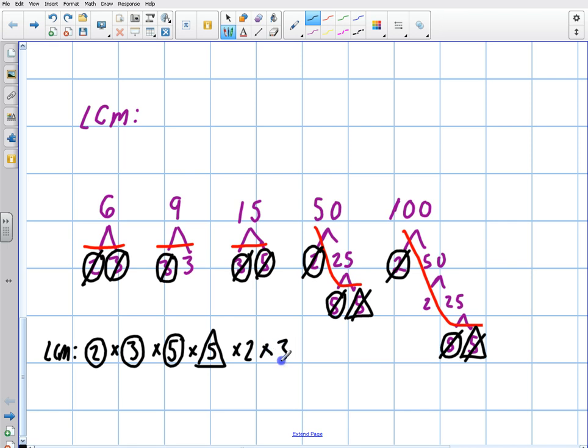That's left. Okay, so now I'm ready to calculate the least common multiple, right? So I'm just going to multiply everything together, and we're going to find out what it is. So I have 6. 2 times 3 is 6. 6 times 5 is 30. 30 times 5 is what? 150. 150 times 2 is 300. 300 times 3 is 900. So the least common multiple of all of these numbers is 900. And that's how you would find it with more numbers.